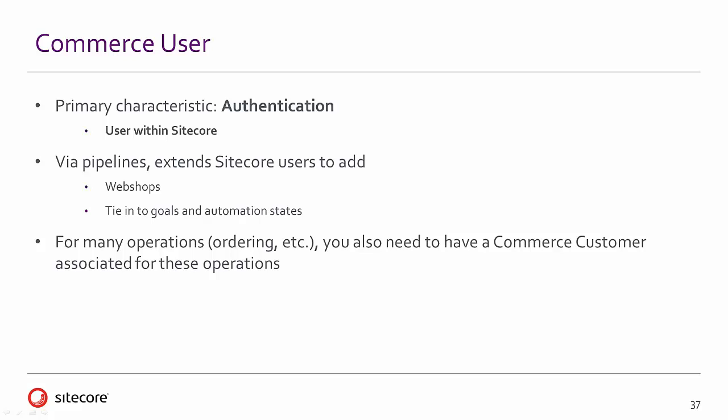And if you take a look at the pipelines, it also has tie-ins to goals created, often for automation states. And you can see that it's tied into the creation of a Sitecore user as well. Now, for many operations, you also need to have a commerce customer associated. And you can see once we take a look at customers in B2B scenarios why there is that relationship between users and customers rather than having it all as a single property.